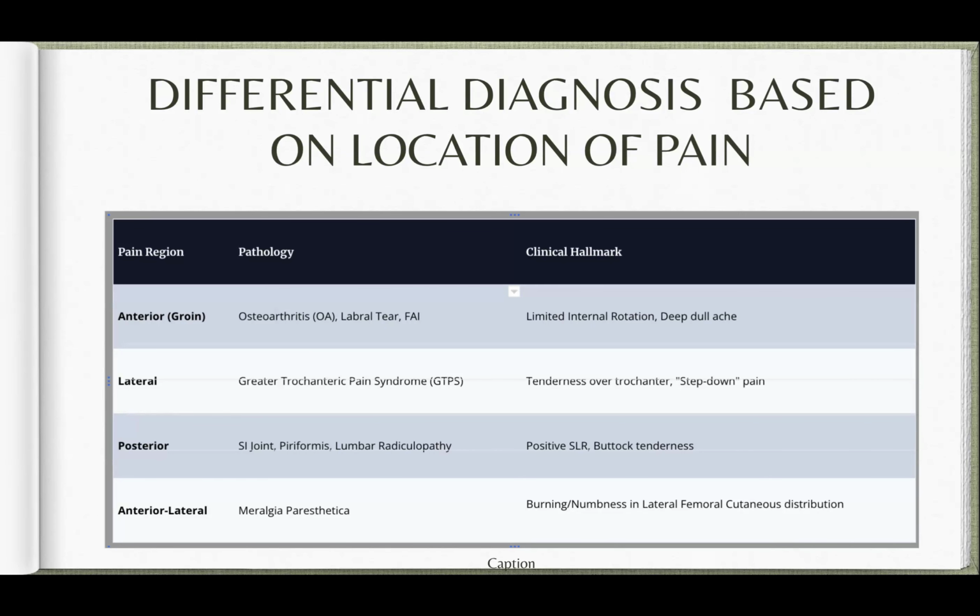Posteriorly, if the pain is there, it can be SI joint or piriformis syndrome or lumbar radiculopathy. Here you can have positive straight leg test in lumbar radiculopathy or buttock tenderness if there is any piriformis syndrome. Anterolateral pathology, if the lateral side of the thigh is painful, then it can be due to meralgia paresthetica. Here the numbness or burning type of sensation is seen due to the lateral cutaneous nerve distribution in the lateral side of the thigh.